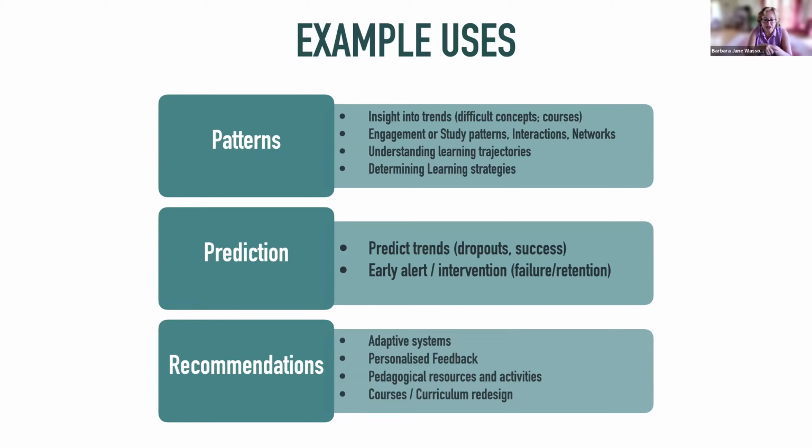And for recommendations, there's many different kinds. These are just some examples. You can have these adaptive systems that are adapting the content or feedback to students. This personalized feedback. You can recommend pedagogical resources or different activities. You could even identify courses that students might like to take, or you could recommend some curriculum redesign. So again, there's a plethora of different kinds of things that learning analytics can be used for.